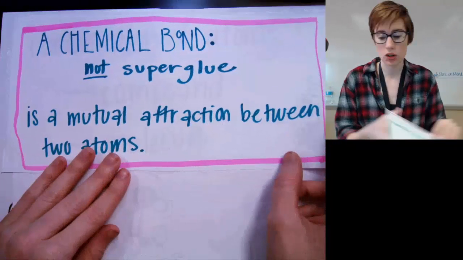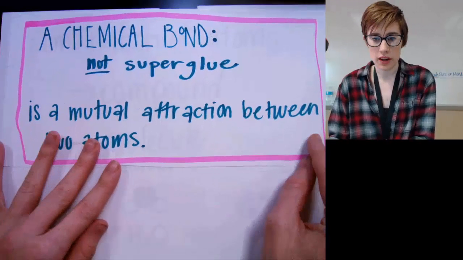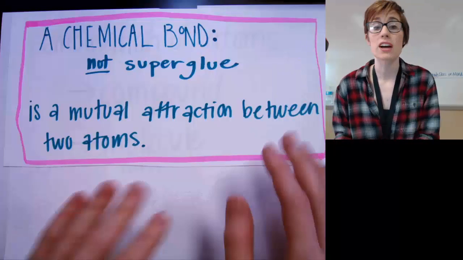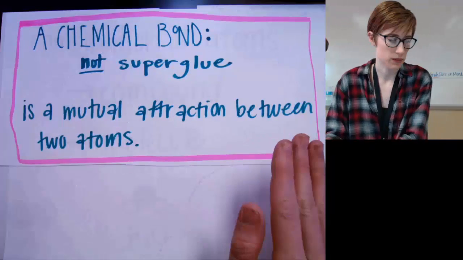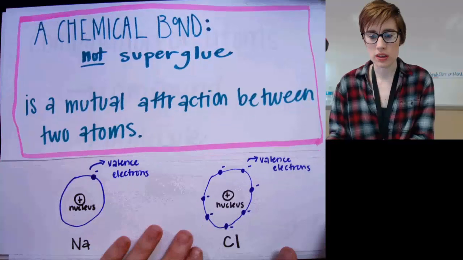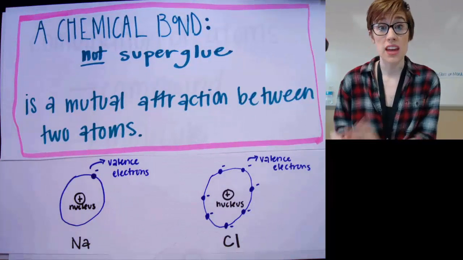Well, you've probably heard the term chemical bond before, right? A chemical bond is not superglue. It's actually a mutual attraction between both atoms that keeps them close to each other. A chemical bond occurs when the nucleus of one atom is attracted to the valence electrons on the other atom.